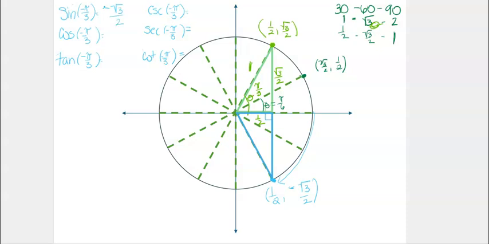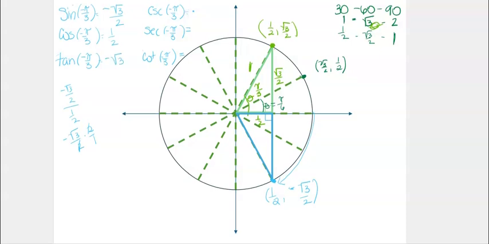And the cosine of theta is going to be the x value. The cosine of negative pi over 3 in this case would be positive 1/2 because x is still going in the positive direction. Now my tangent is going to be y over x. So I have negative square root of 3 over 2 divided by 1/2, which is the same thing as negative square root of 3 over 2 times 2 over 1. The 2's cancel each other out, and I'm left with just negative square root of 3.